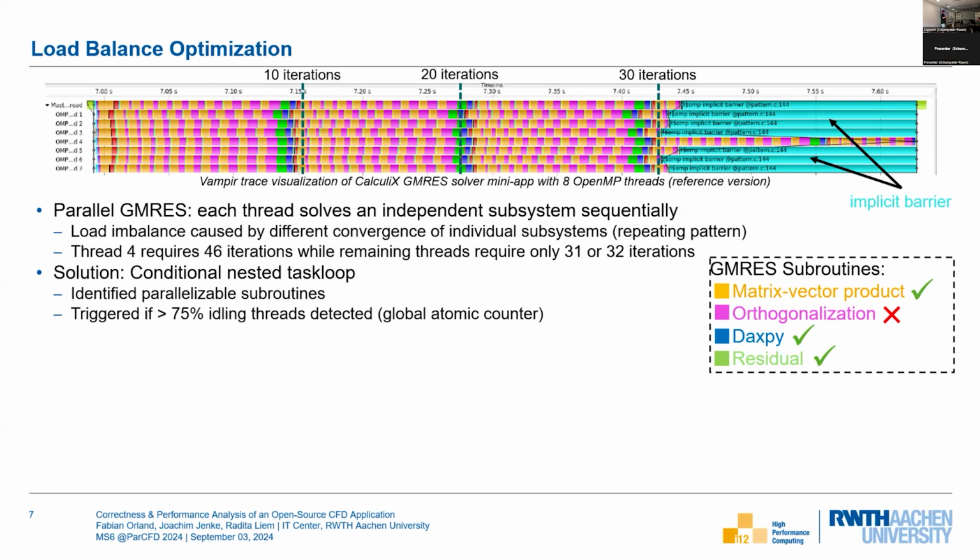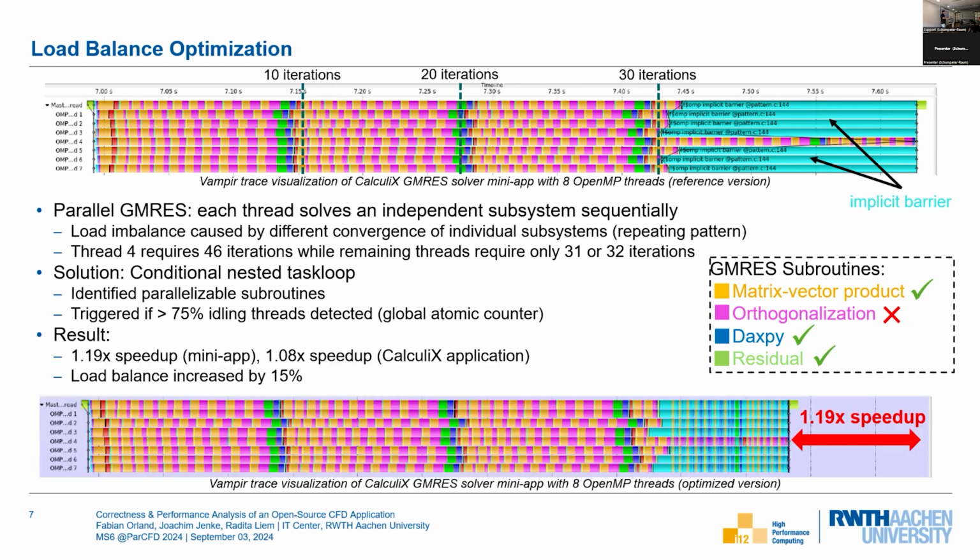And also what we did is basically we introduce a global variable and then just keep track how many threads have already finished with the GMRES computation. And if there are more than 75% threads finished with their work, we trigger our nested task loop. And then this is basically the result that we got, again, visualized with Vampir.